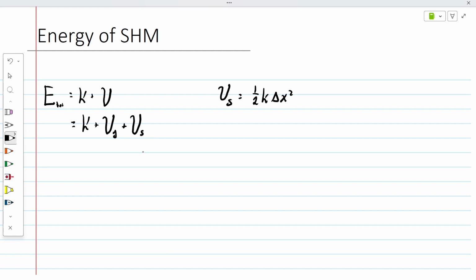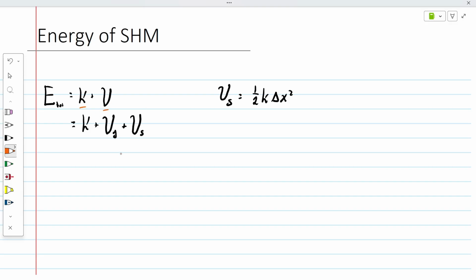In this video, we're going to discuss the energy of simple harmonic motion, and we're going to look at three examples where we can derive three different equations that build on each other. So, total energy just equals the kinetic energy plus the potential energy. We've known that from energy.